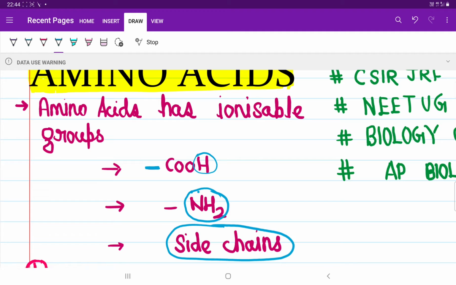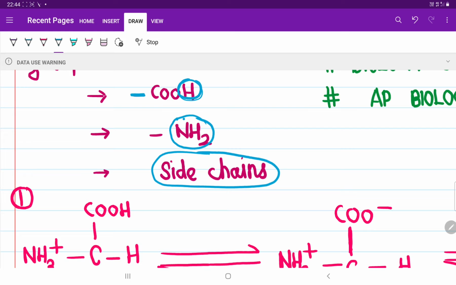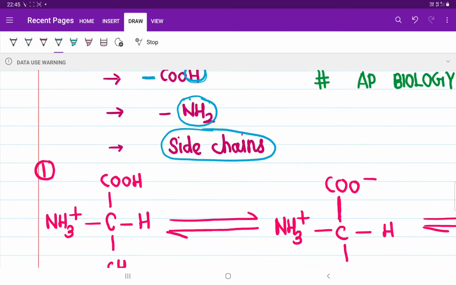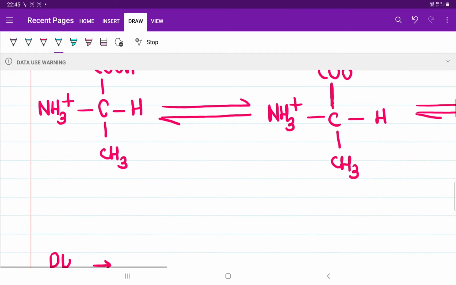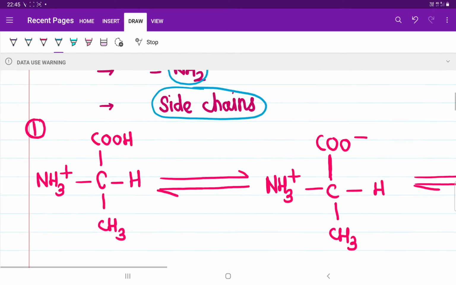Amino acids have ionizable groups. The amino acid has a carboxylic acid group which is ionizable, an amino group which is ionizable, and even side chains are also present, right? So when we change the pH of the amino acid, all these functional groups have a tendency to accept a proton or lose a proton, accept hydrogen ion or lose hydrogen ion. That tendency only we will study here, right? So I will start with one amino acid, that is alanine.